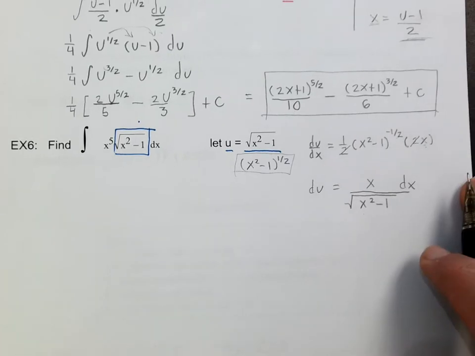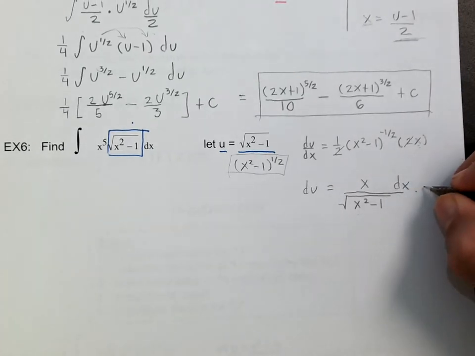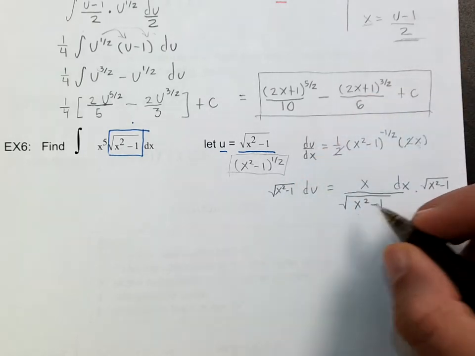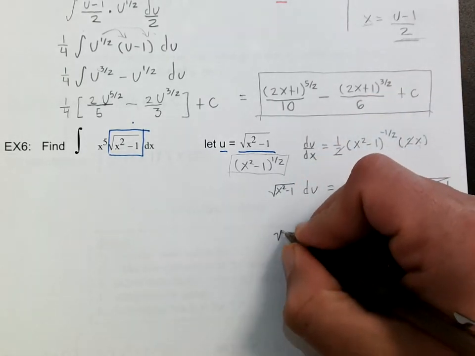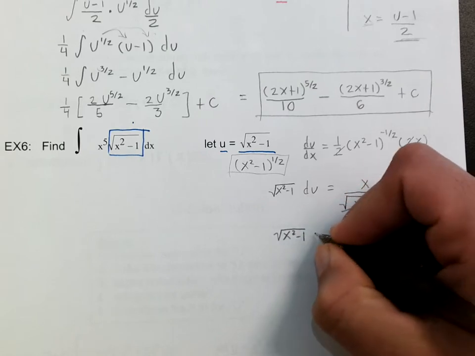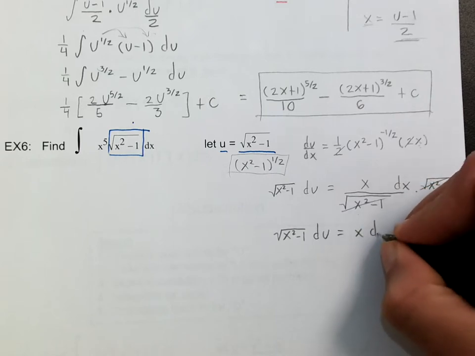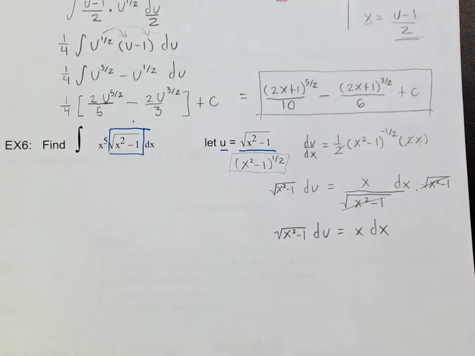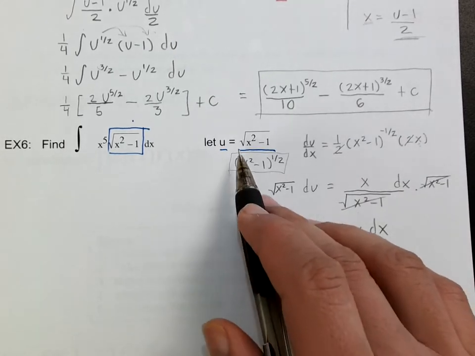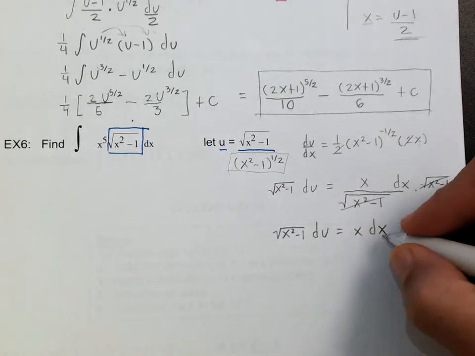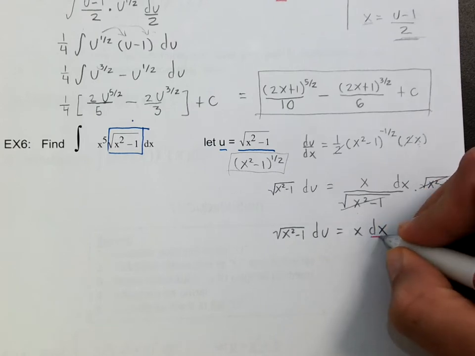Again, this is getting a little bit convoluted here, but we have x squared minus 1, and I'm going to cancel that, so I'm going to rewrite this. So we have the square root of x squared minus 1 du is equal to x dx. That's what we have right now. Now, if you look over here, notice that again I cannot replace, well, first of all, I have x dx.